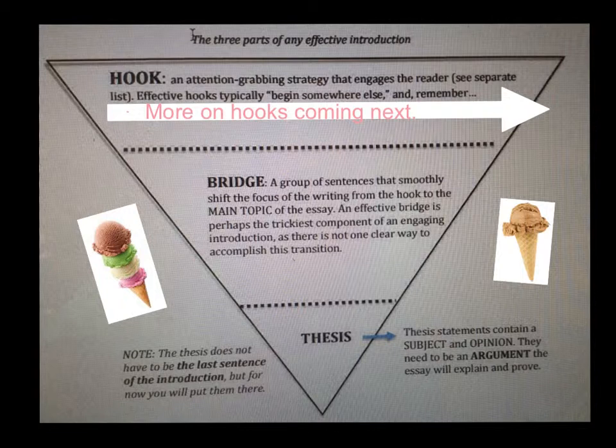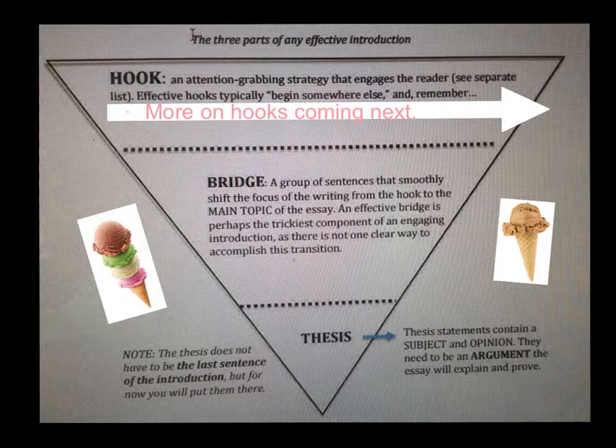The first is the hook, an attention-grabbing strategy that engages the reader, and we're going to talk more about hooks coming up. The bridge, a group of sentences that smoothly shift the focus of the writing from the hook to the main topic of the essay. An effective bridge is perhaps the trickiest component of an engaging introduction. Based on the purpose, what you're writing about, there's not one sure way to do this, so we're going to also be working more on this.